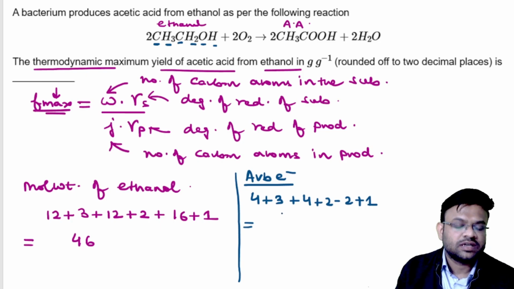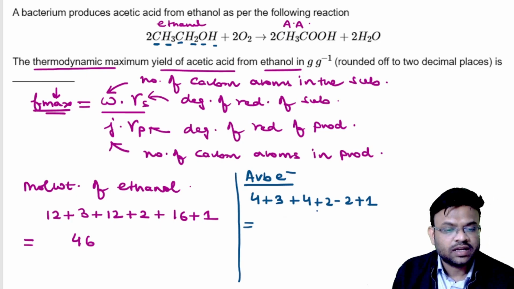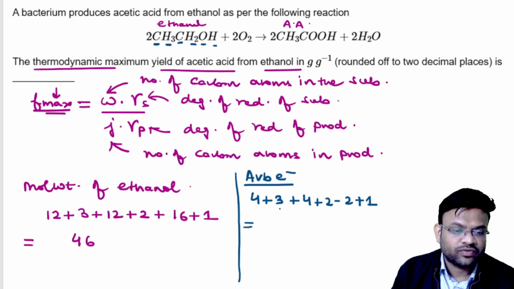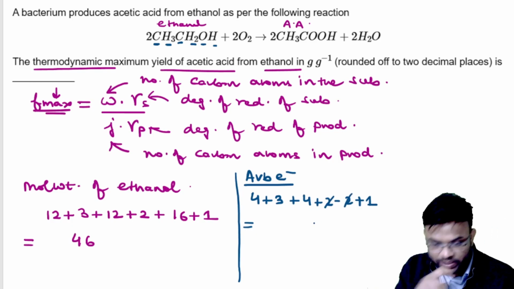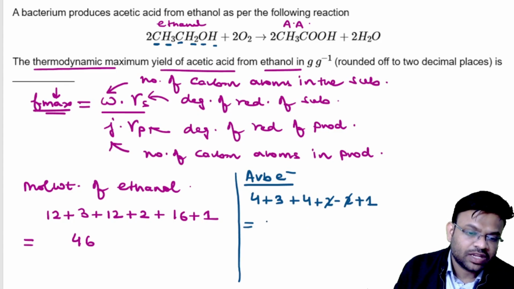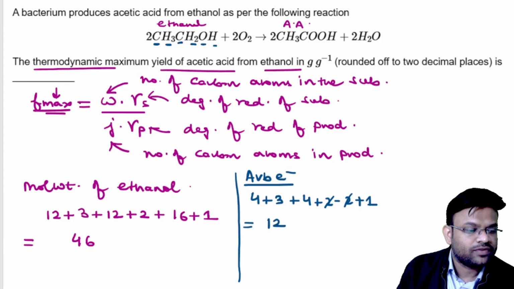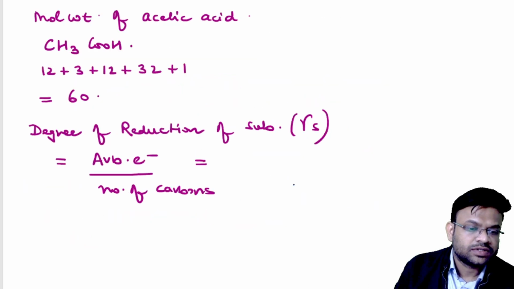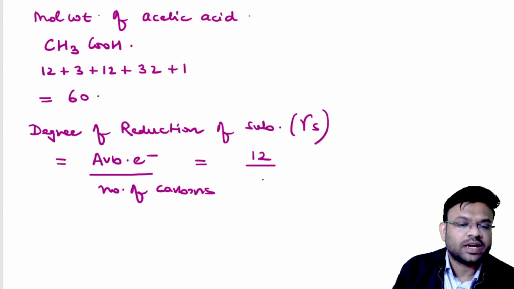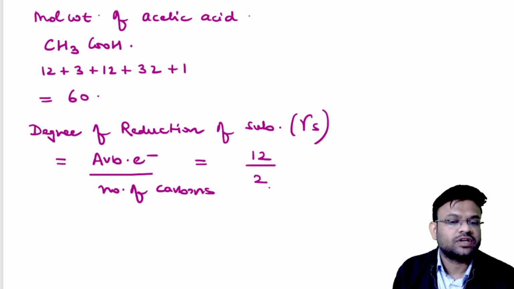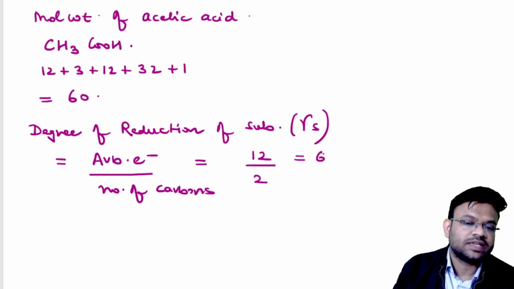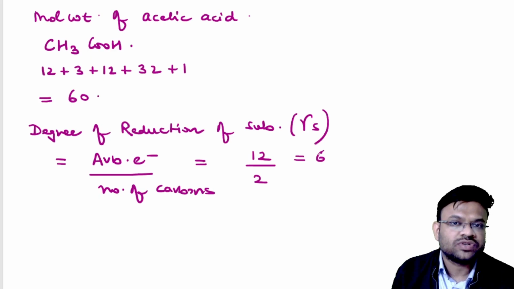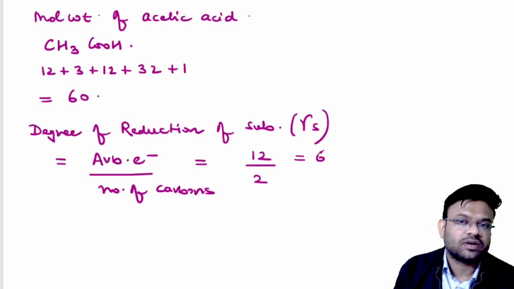So 4 plus 3, 7, 8, 9, 10, 11, 12, and the 2 and -2 can be cancelled out, and this will be equal to 12. That means the total available electrons in this case are 12. The number of carbon atoms, of course, is 2 in case of the substrate, that is ethanol, so it will be coming out to be 6. That means gamma S is equal to 6. Now the same procedure we have to repeat for the product or acetic acid.